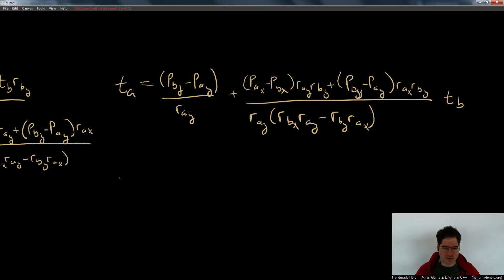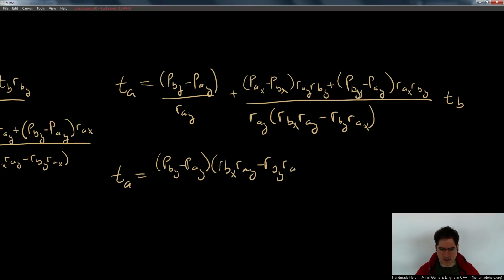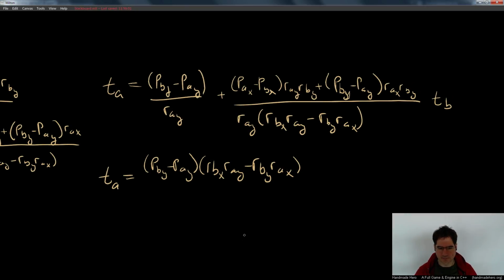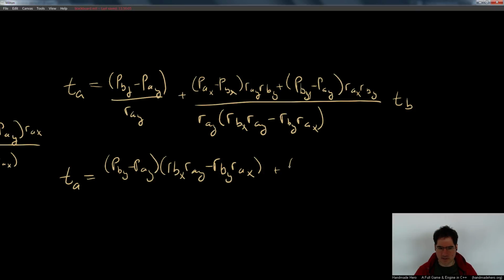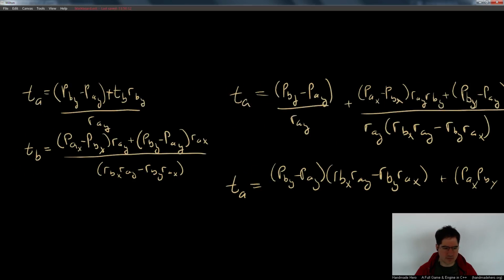So multiplying these through, what we would get is TA equals this term up here, so PBY minus PAY times RBX RAY minus RBY RAX, right? And then that we're going to add PAX, PBY, I believe.